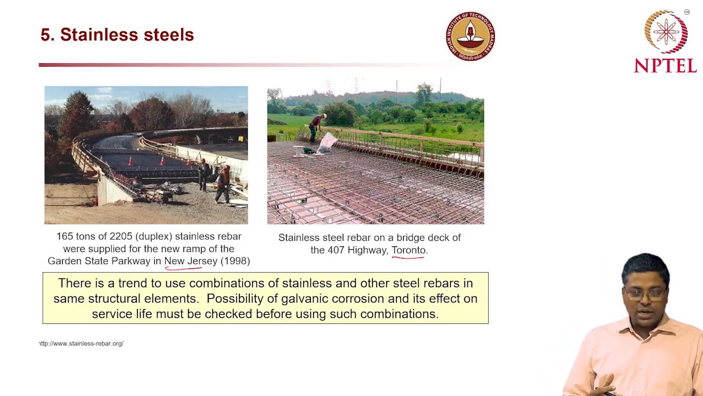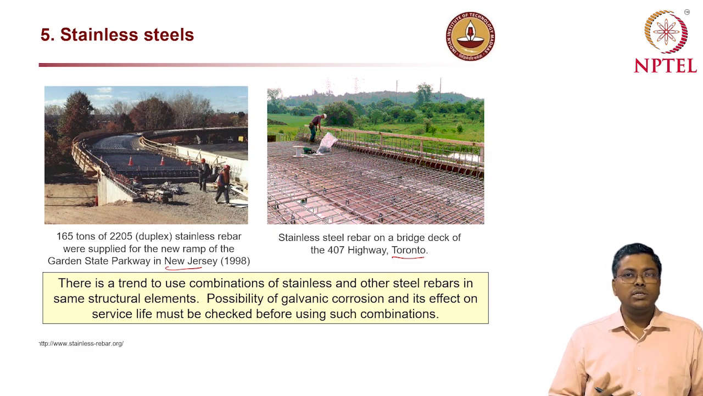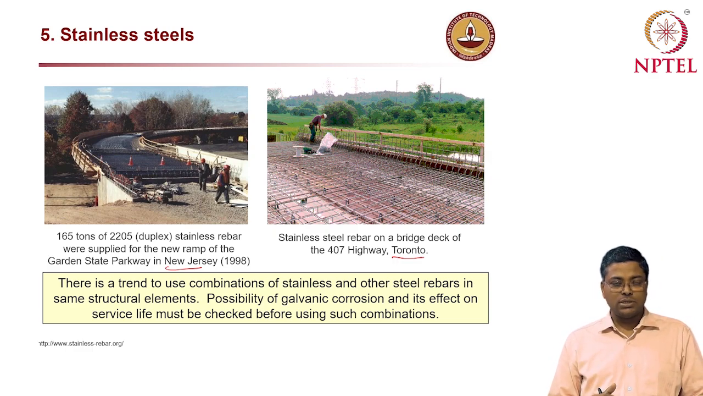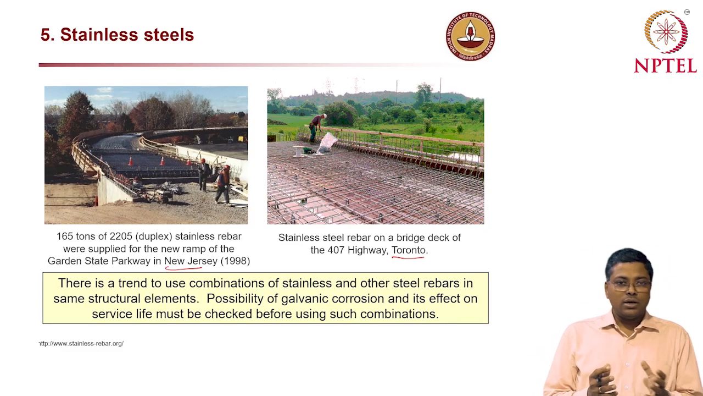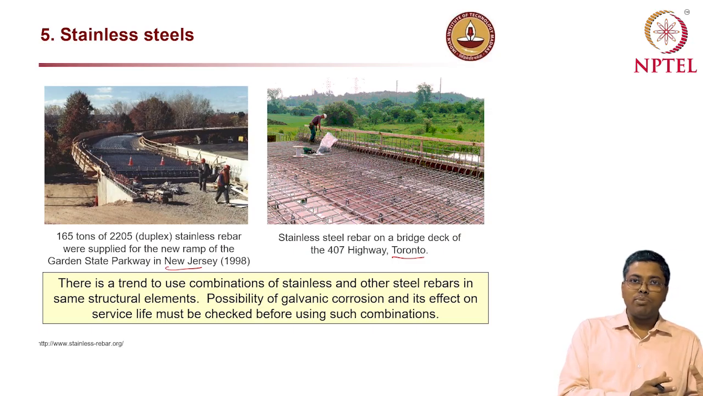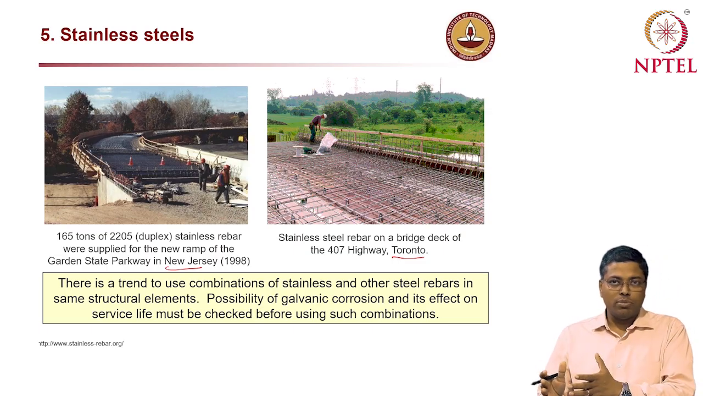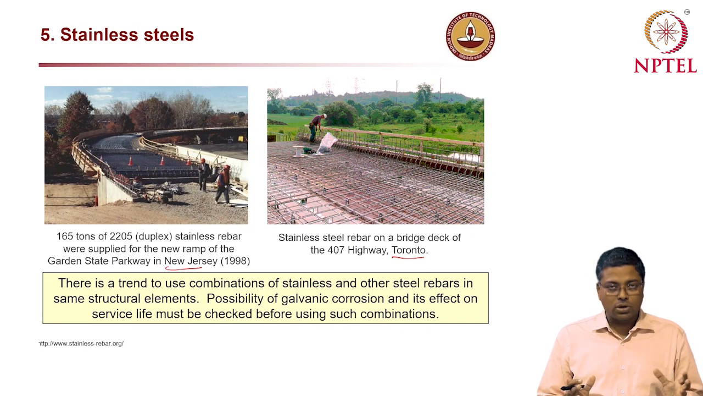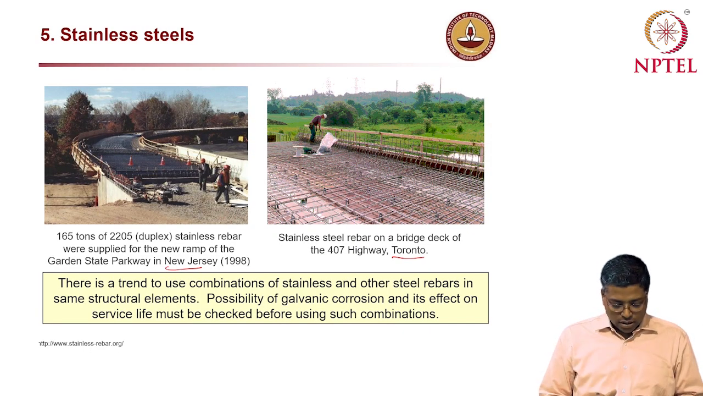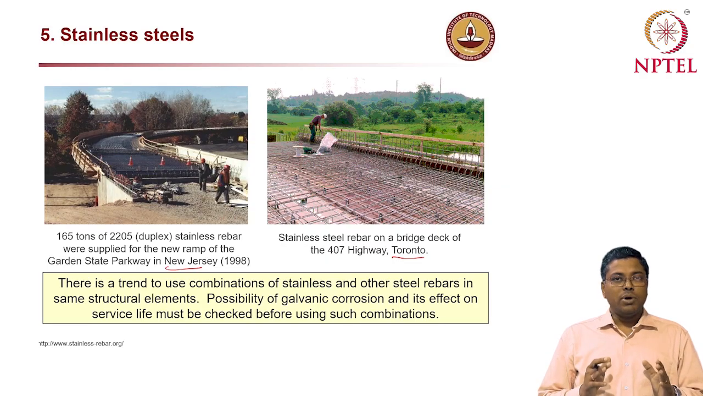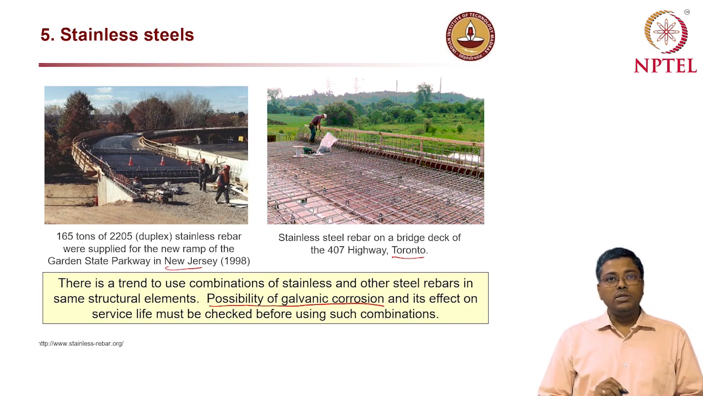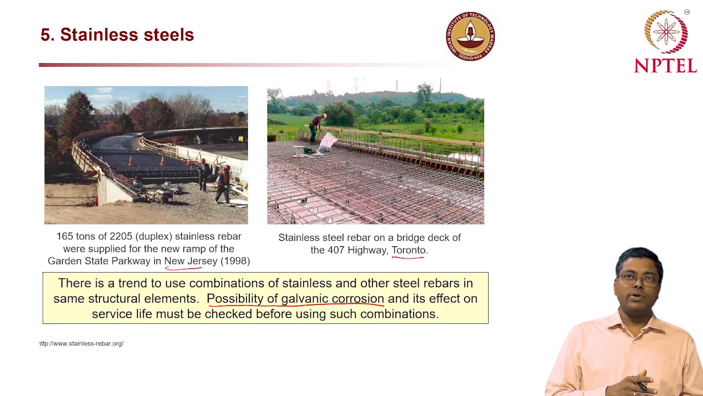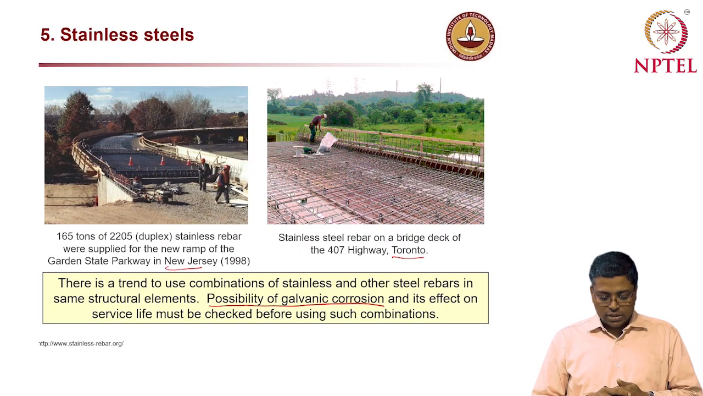Now, in India there is a trend to use combinations of stainless steel and other steel rebars in some structural elements, because stainless steel is very costly. They think, can I use stainless steel in some portion of the structure and the other type of rebar in other portions, so that the project cost still doesn't increase significantly. But when we practice this mix of two types of steel, we must check the possibility of galvanic corrosion between the conventional steel rebar and the stainless steel rebar.